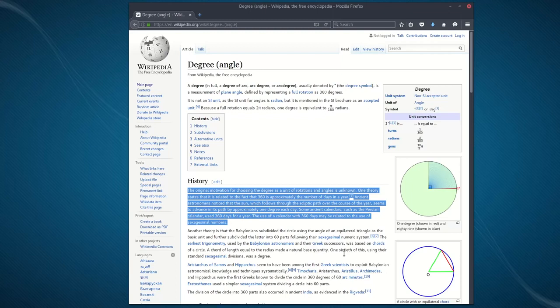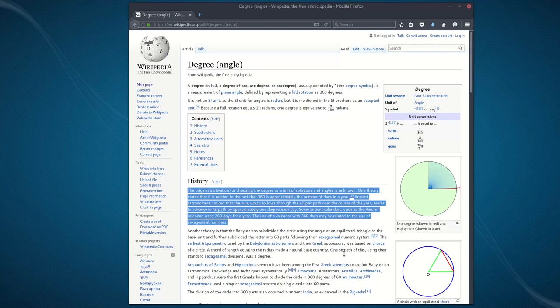Ancient astronomers noticed that the sun, which follows the ecliptic path over the course of the year, seems to advance in its path by approximately 1 degree each day. Some ancient calendars, such as the Persian calendar, use 360 days for a year. The use of a calendar with 360 days may be related to the use of sexagesimal numbers. Ooh, butchered that one. The answer is all right there.